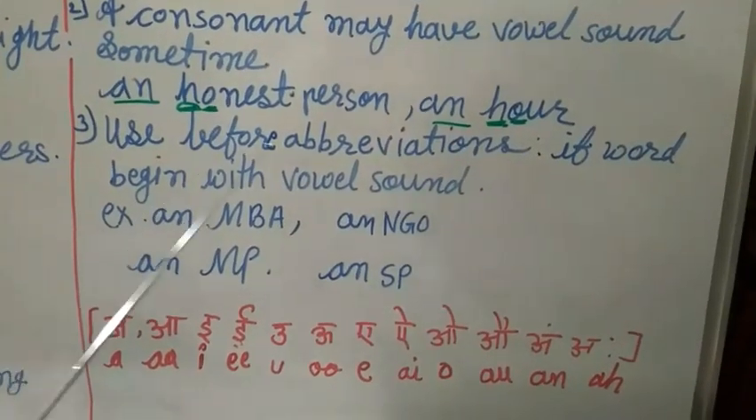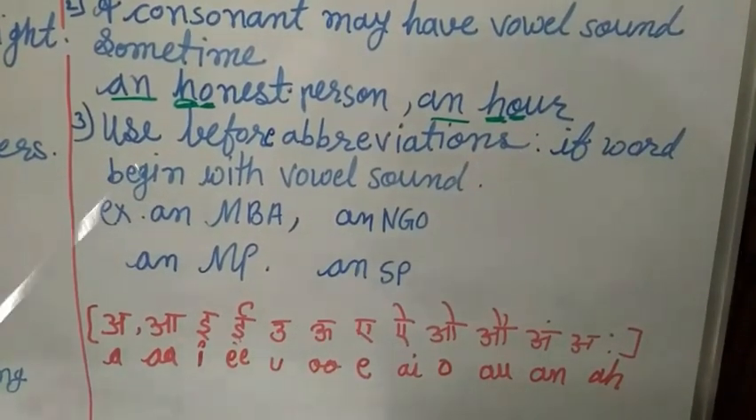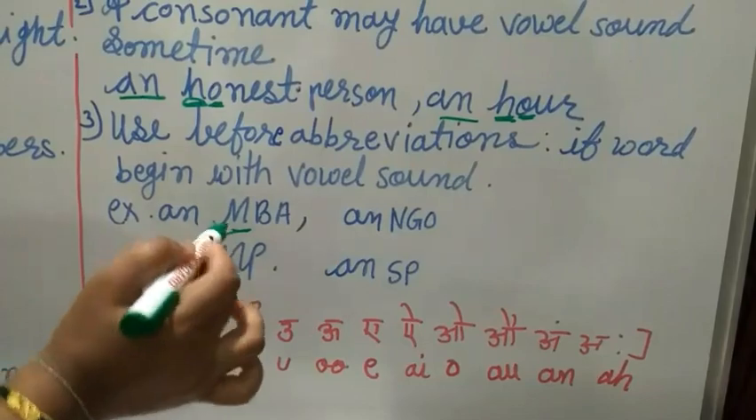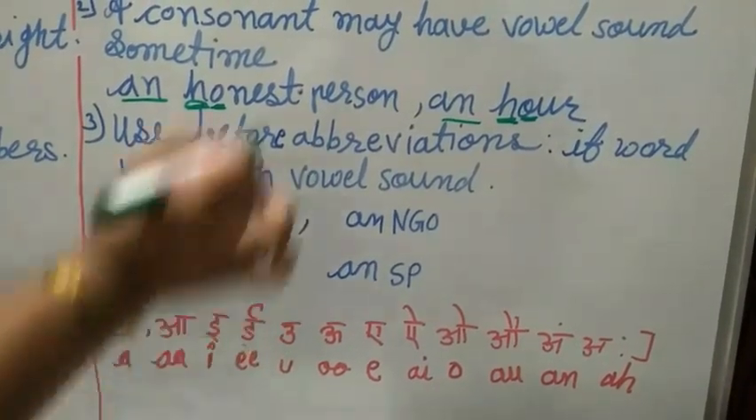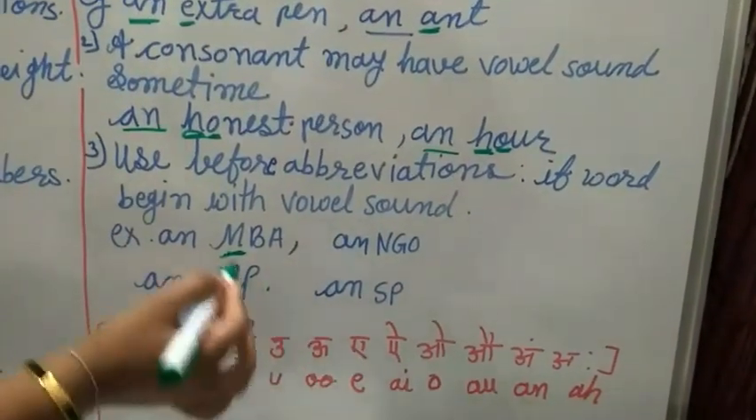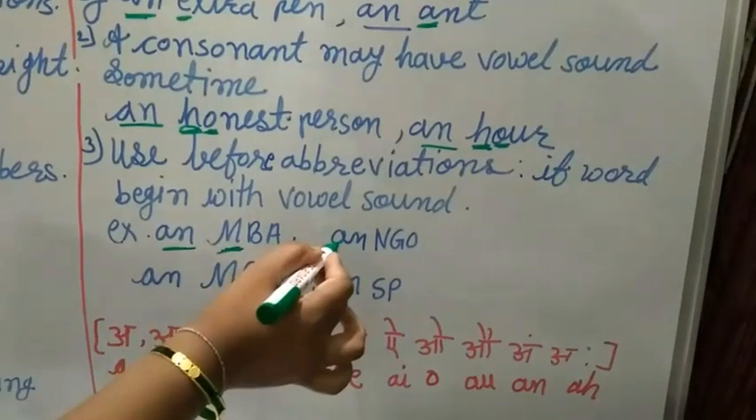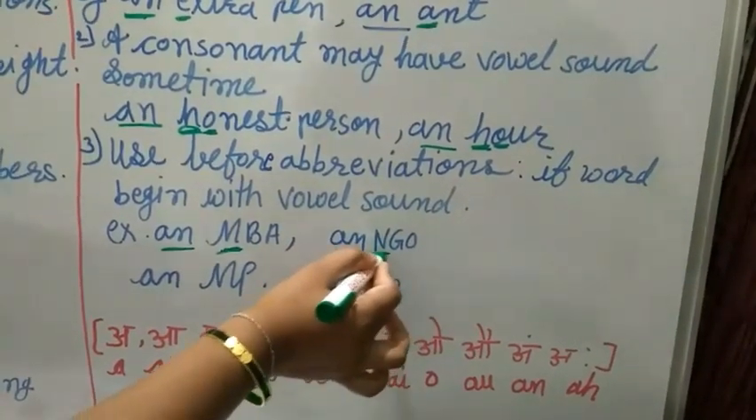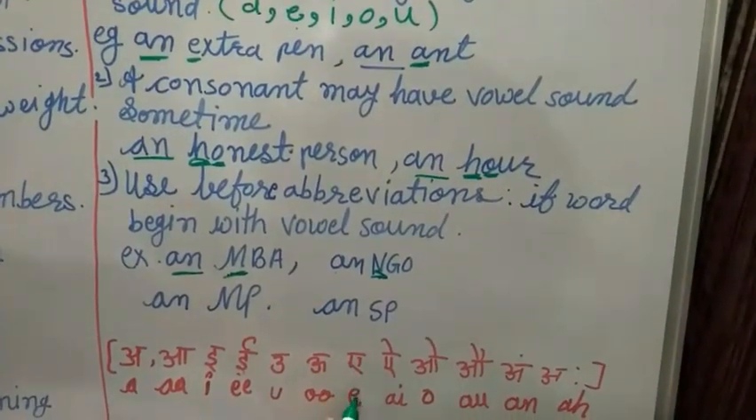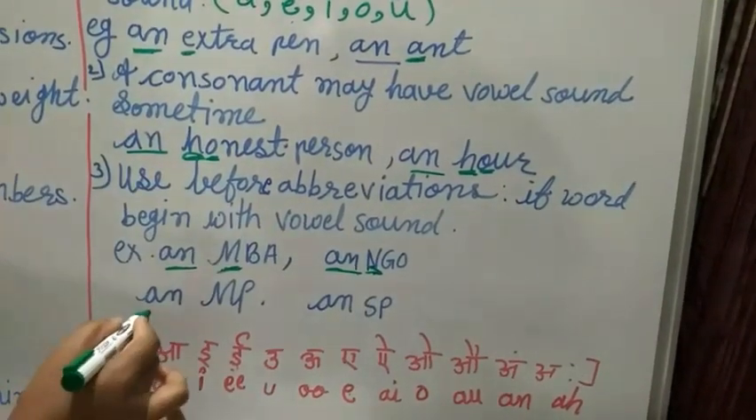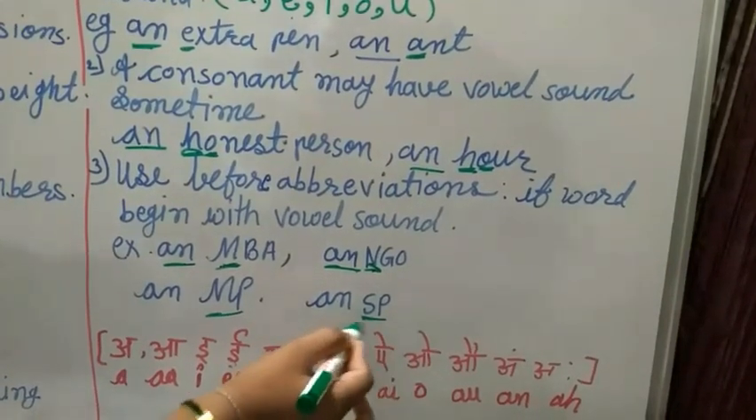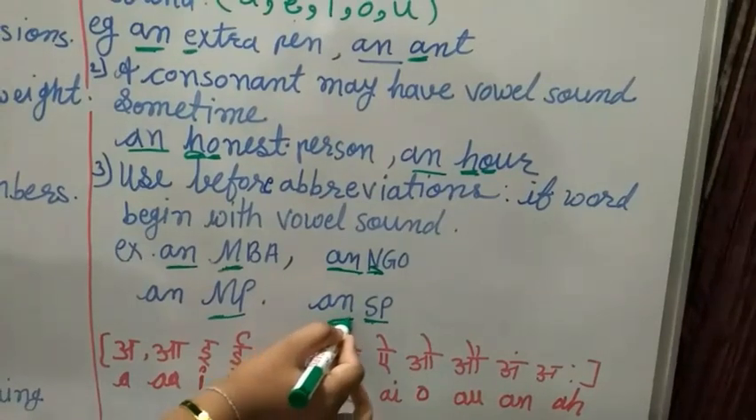Next, use an before abbreviations if the word begins with a vowel sound. MBA. M is not a vowel, but the sound comes like A, for that it is an MBA. An NGO. N is not a vowel, but the sound A comes, and for that it is an. An MP, an SP. The sound is A, and for that we use an.